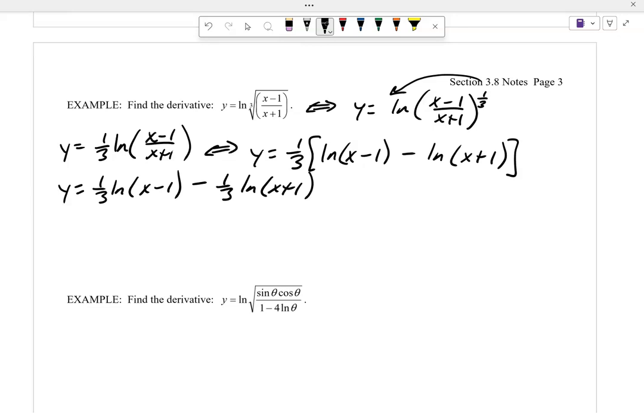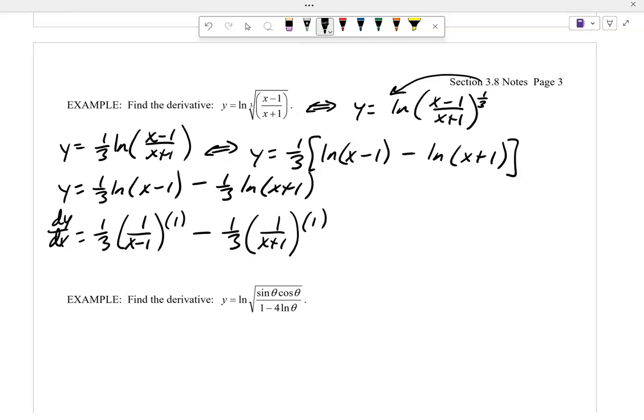Now I'm going to go ahead and take the derivative here. Dy dx would be 1/3. Derivative of the natural log is 1 over that, times the derivative of x minus 1, which is just a 1, minus 1/3. Derivative of the natural log is 1 over that, times derivative of x plus 1, of course, is just 1. So we end up with our dy dx ends up being 1 over 3 x minus 1 plus 1 over 3 x plus 1. Notice they both have a 3 there.